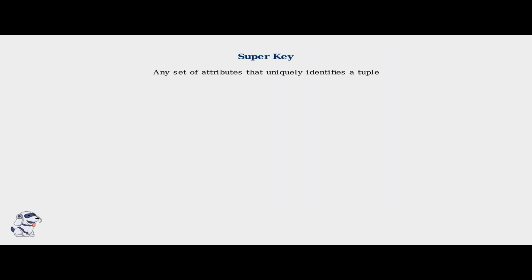Database keys are fundamental concepts that ensure data integrity and establish relationships between tables. Understanding the different types of keys is essential for effective database design. Let's start with the superkey, which is the foundation for understanding all other key types. A superkey is any collection of attributes whose values uniquely determine a tuple in a relation.